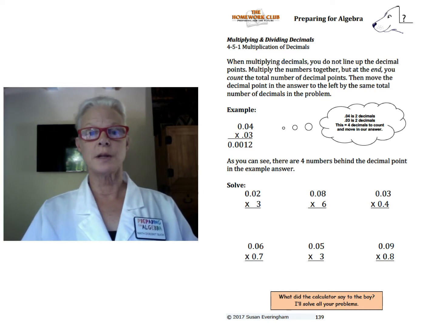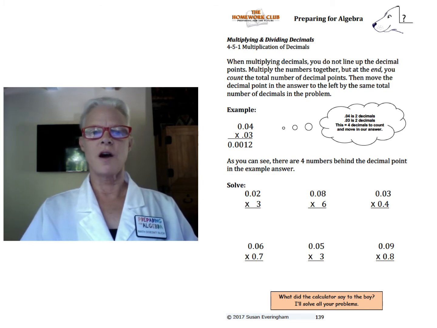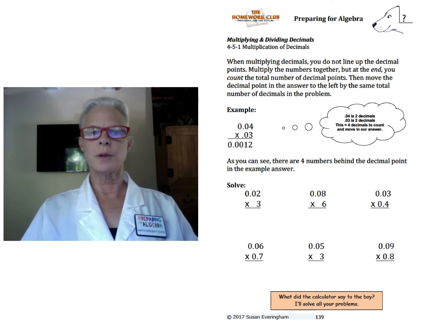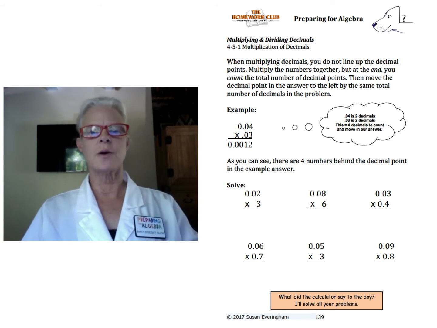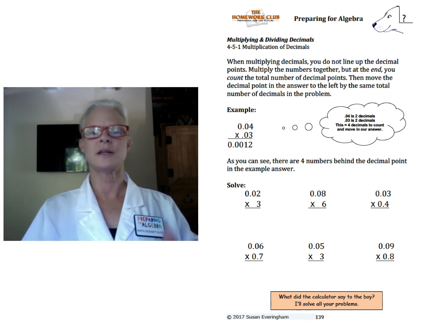We're doing something a little different now with decimals. We're multiplying and dividing. Now when you multiply and or divide, you're counting decimals at the end. So when multiplying decimals, you do not line up the decimal points like you do in addition and subtraction. Multiply the numbers together, but at the end you count the total number of decimals and then move the decimal point in the answer to the left by the same total number of decimals in the problem.